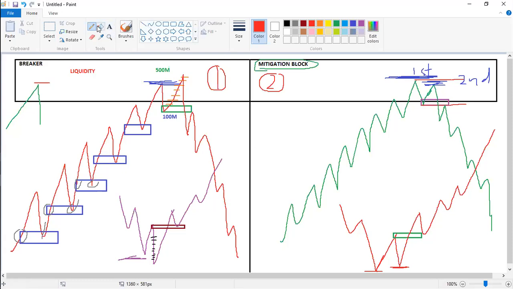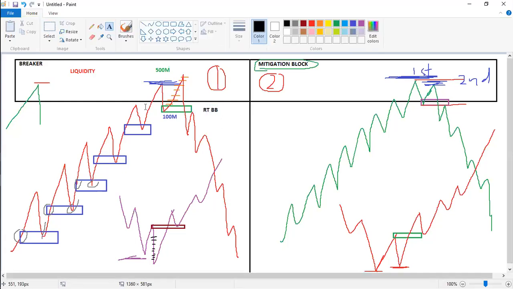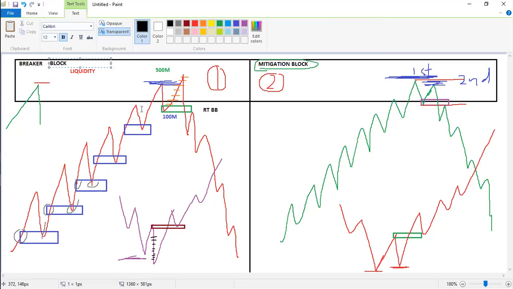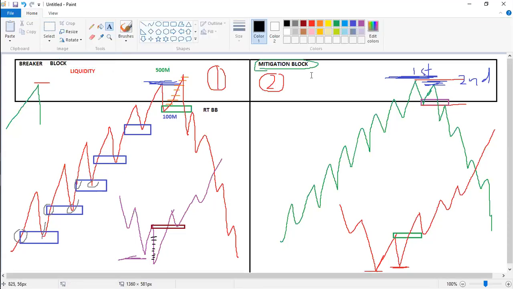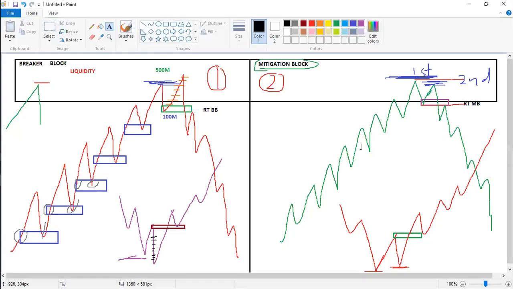So when price comes back here to the breaker, we call that a return to RTBB, return to breaker block. When you see me write BB, double B means breaker block. Like order blocks, mitigation block, breaker block. So return to BB. This is a return to mitigation block, MB.